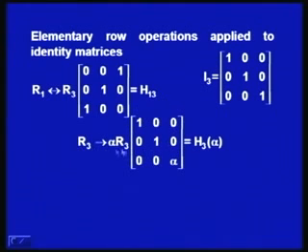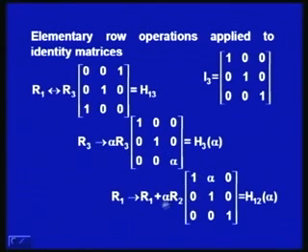Then the other row operation is that a particular row is multiplied by a constant. So, let us say we are multiplying a particular row, say R3, by a constant alpha. If I apply this operation on the identity matrix, then the third row, which is 0 0 1, will become 0 0 alpha. I call this matrix H3 alpha because the third row is multiplied by alpha. Here I am using only one index because only one row is affected.